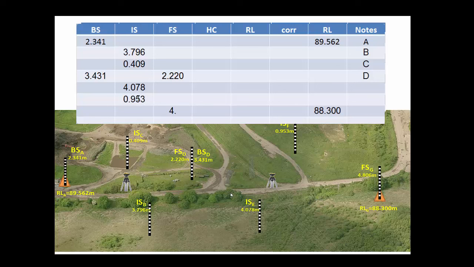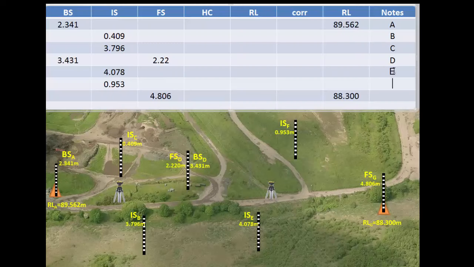So that gives us all of our readings. I'll just complete labelling the points as well. In the notes section, I'm just using this to note which location each of these readings is at. I can also transfer over the reduced level that I know at the beginning, because we started off with this level, so we assume this was a true reading: 89.562.